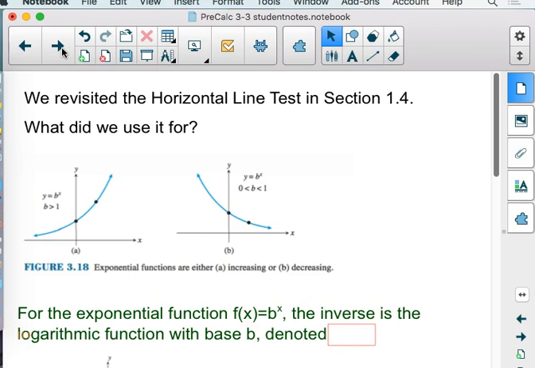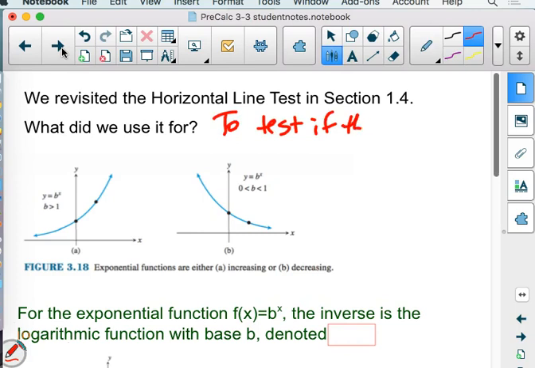We revisited the horizontal line test in section 1.4. What did we use it for? Okay, so the vertical line test was to show whether or not something was a function. What was the horizontal line test for? To test if the inverse of a function is a function.